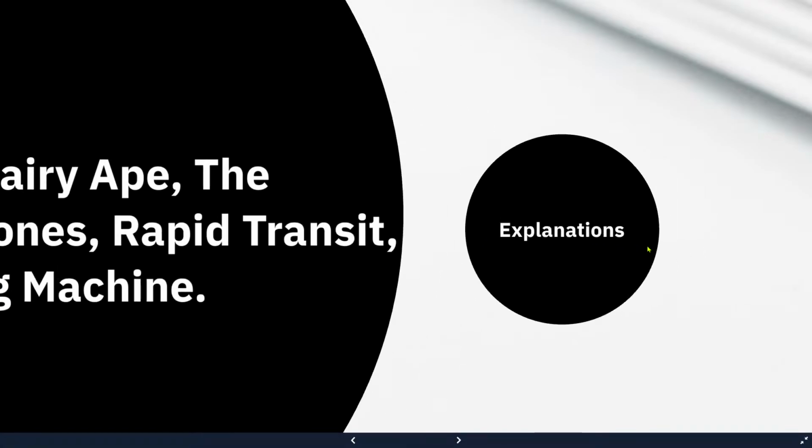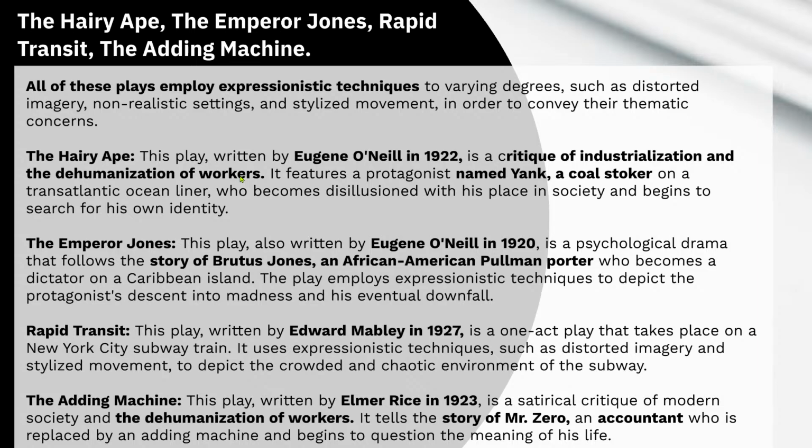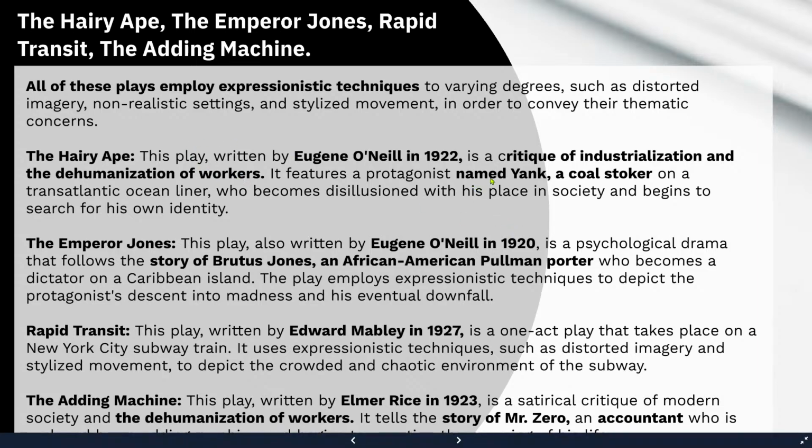For the explanation, first of all we should know that these techniques use imaginary, non-realistic settings and stylized movement in order to convey their thematic concern. The Hairy Ape, we know, is by Eugene O'Neill, and it criticizes industrialization and the dehumanization of workers. The hero of this play is named Yank, who was a coal stoker.